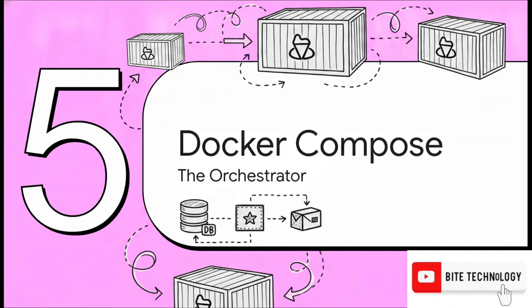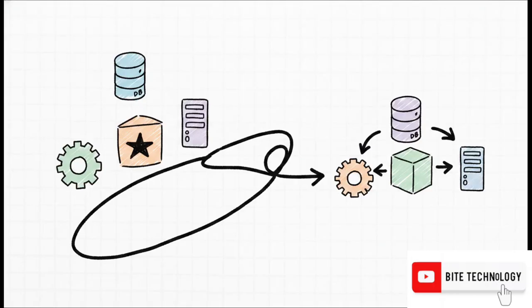Which brings us to Section 5, Scaling with Docker Compose, the ultimate orchestrator. Because, let's be real, what happens when things get complicated? Modern apps are almost never just one single piece of code. What happens when your application needs a database, a cache, and a message broker all running at the exact same time? Trying to run separate docker run commands for every single one of those gets messy incredibly fast. And that is exactly where Docker Compose steps in. It is the ultimate orchestrator.